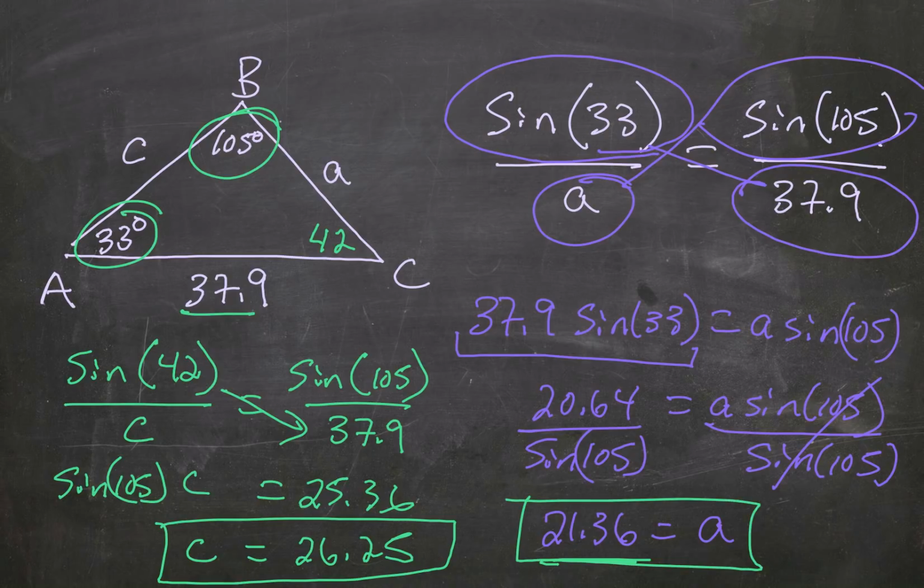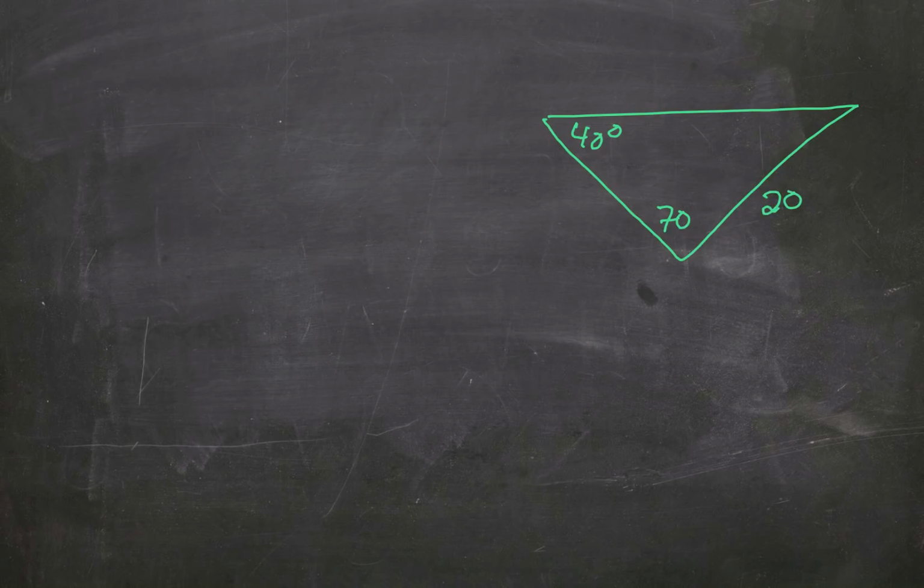Let's try one more, and I think that should be enough to get you going with law of sines. So suppose I gave you a triangle like this. Let's say that this angle is 40 degrees. This one is 70. And let's see, this side is 20 right here. That's it. I want you to figure out the rest of the information in this triangle.